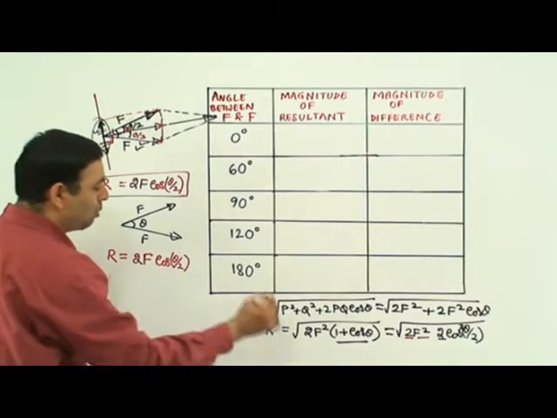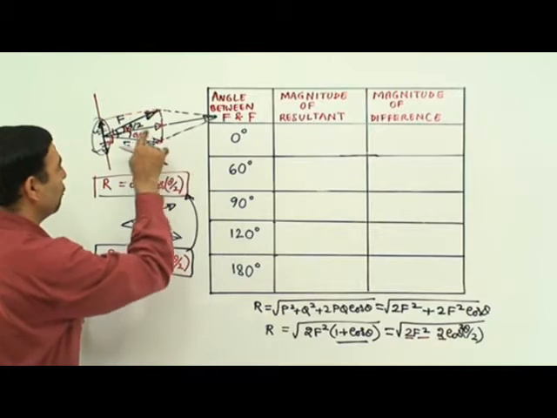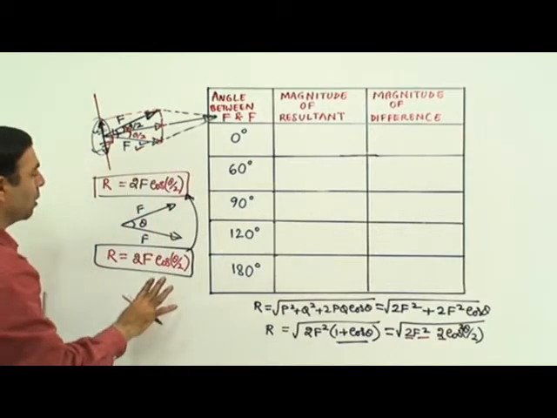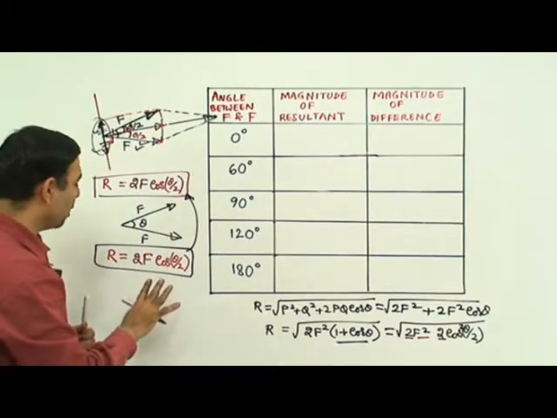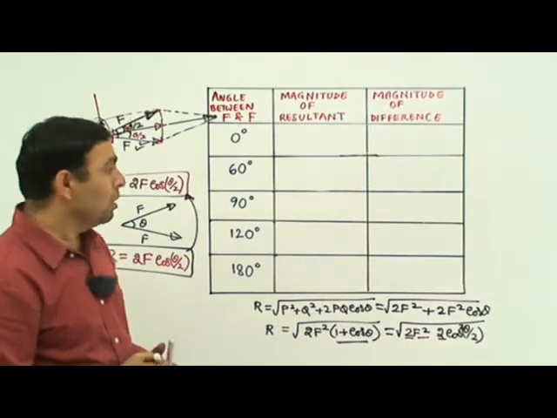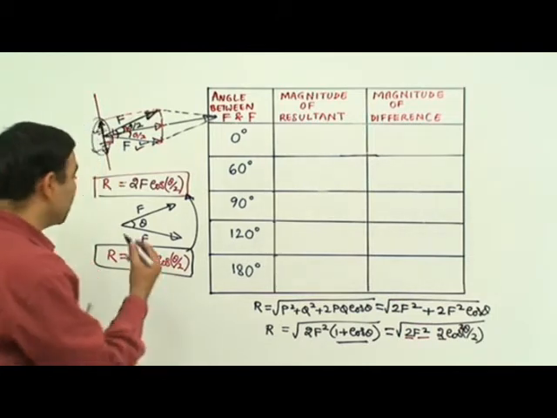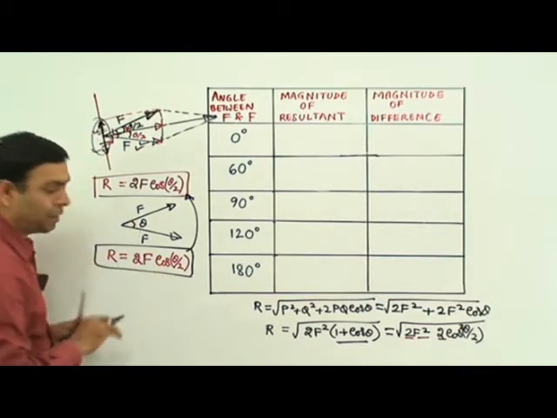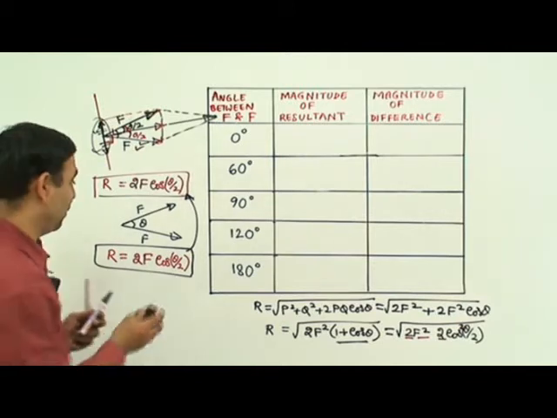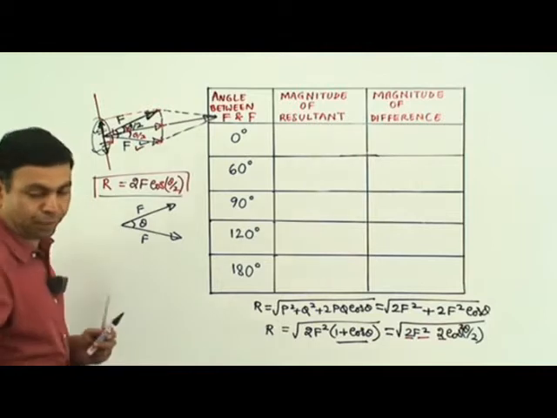Whether you go by parallelogram law or by the component method, which I followed over here, either way you will get the same thing. So the magnitude of resultant is going to be 2F cos theta by 2. Fine. And what about the magnitude of difference? When two vectors F and F are at an angle theta, what will be the magnitude of difference? Let me just show you here first how to get the difference.